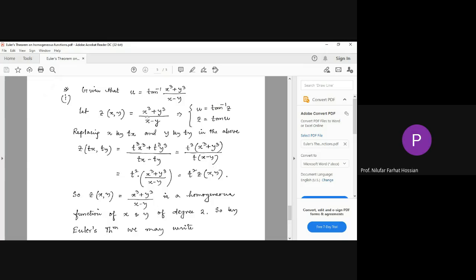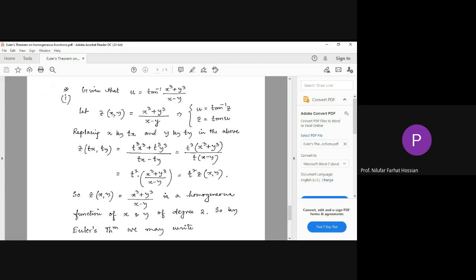You are using an assumption here, that this whole thing you are naming as a function of x and y, and this function is z. Now, if you can show that this z is a homogeneous function of some degree, then you can apply Euler's theorem on this function, isn't it? So that is the thing we are going to do.